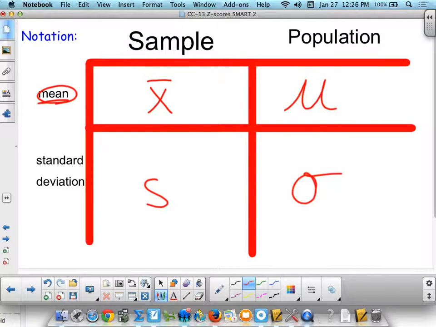This is the average of the population. This is the average of the sample. This is the standard deviation of the population. S is the standard deviation of the sample. There's nothing to this slide other than I wanted you to hear it before any of you go that way.